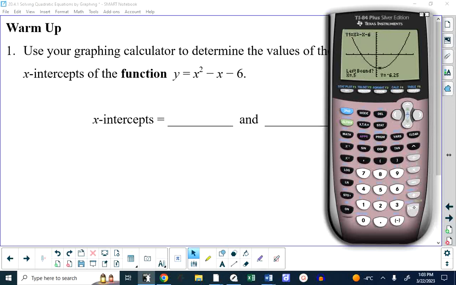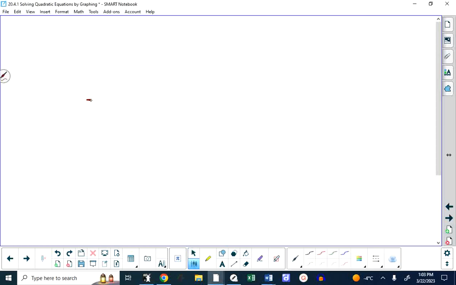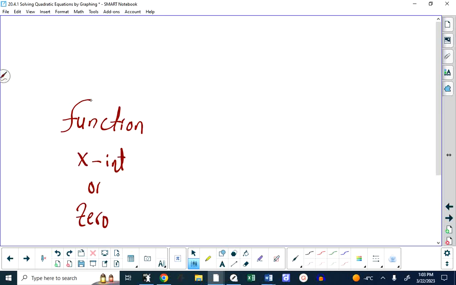Remember that 0 is another word for x-intercept, and I want to pause there. When you're dealing with a function, we use words like x-intercept or 0. Those are words that talk about properties of a function, of a graph, and we'll come back to that in a bit.